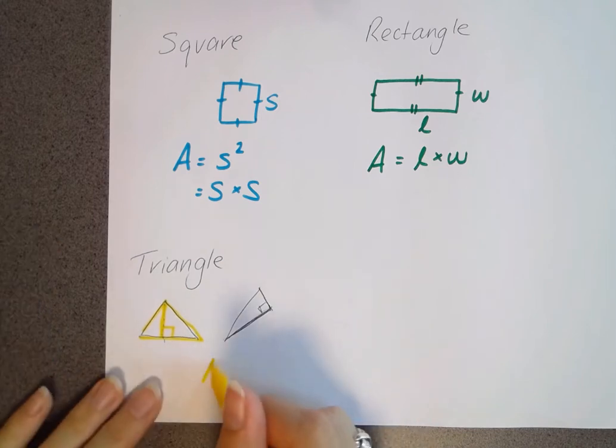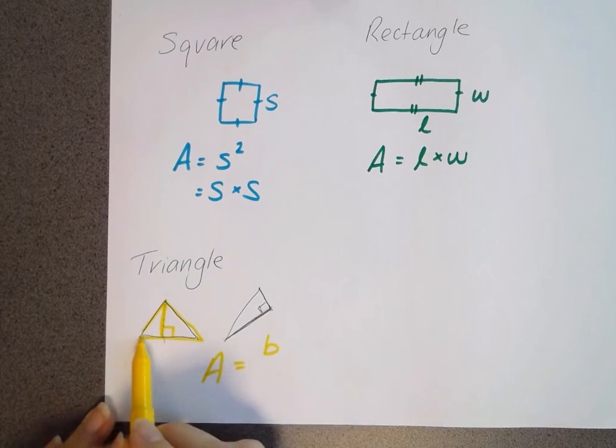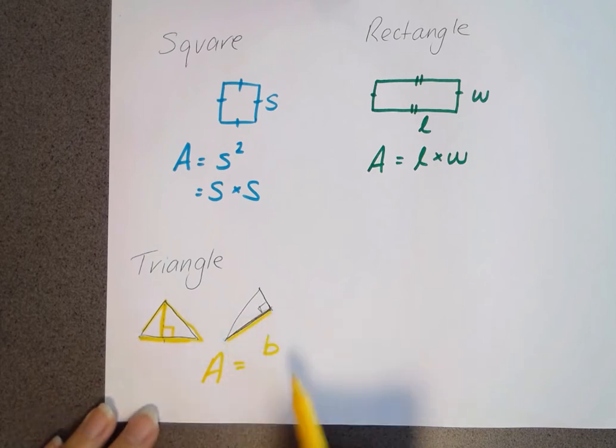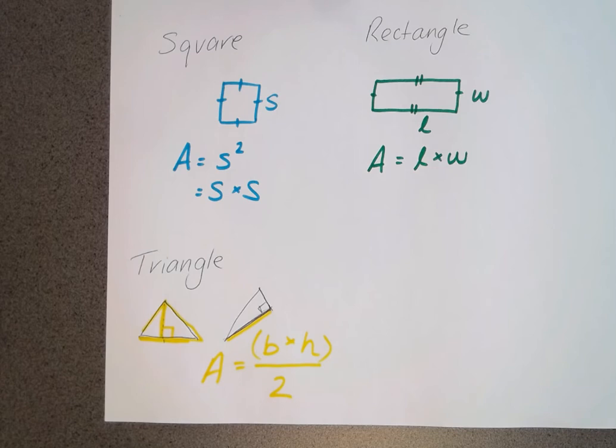So the area of our triangle will equal base, or this line here, or in this case this line here, multiplied by the height, or the perpendicular height. All of that is divided by 2. So if you want to put that part in brackets, you are welcome to do that.